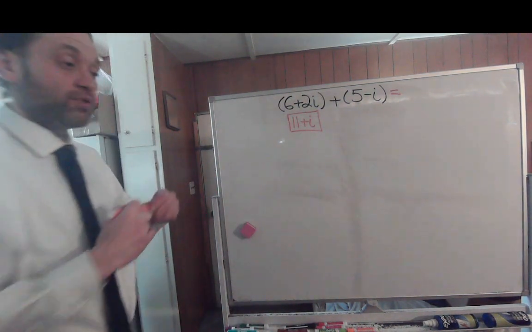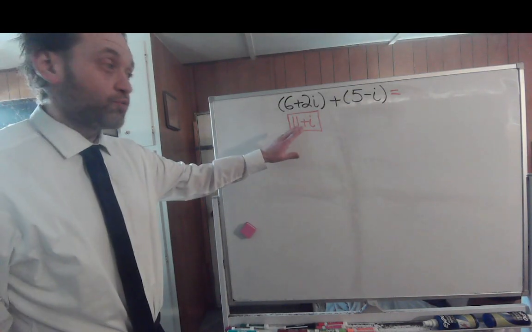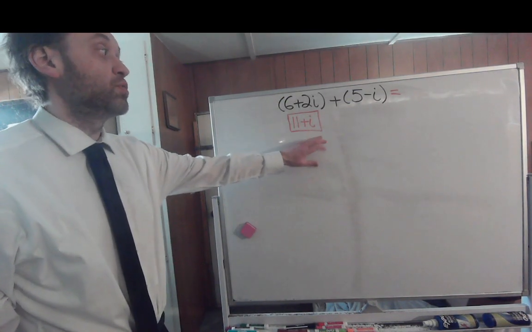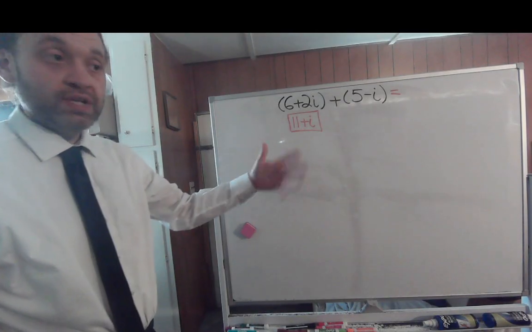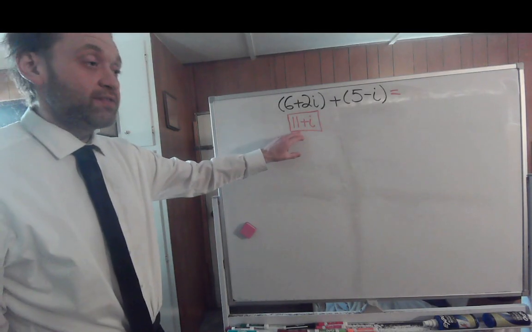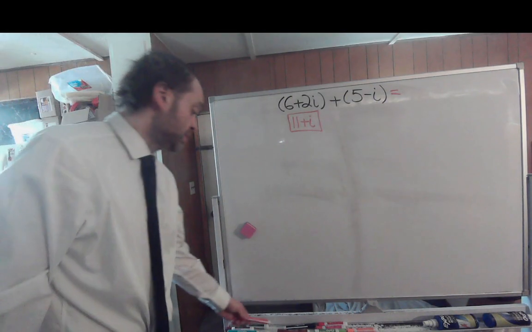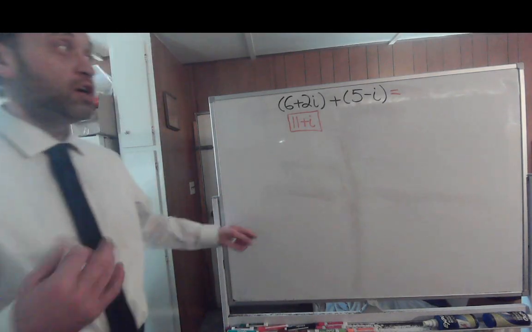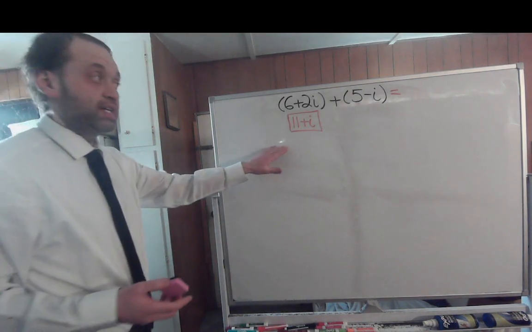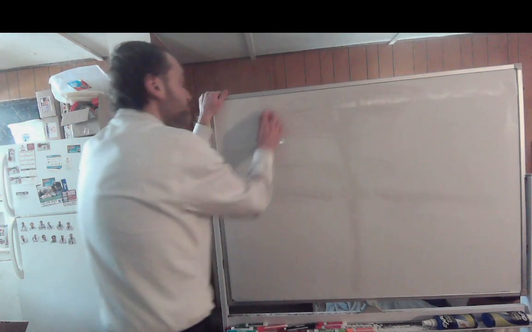And to put the number in standard form, you always put your real number first, then plus your imaginary term. It's never the other way around. You always have your real number first, plus or minus your imaginary number. So that's the standard form. You always want to write the complex number in standard form. So we have 11 plus i for that.